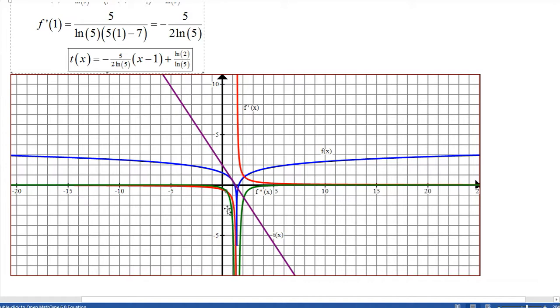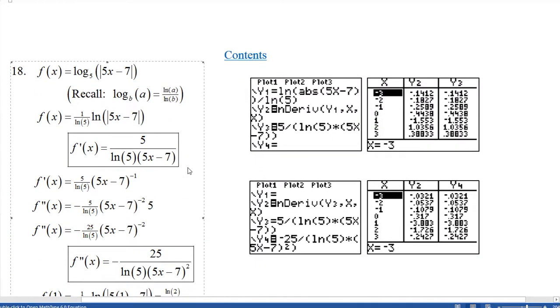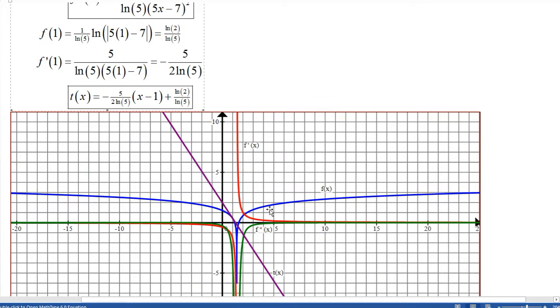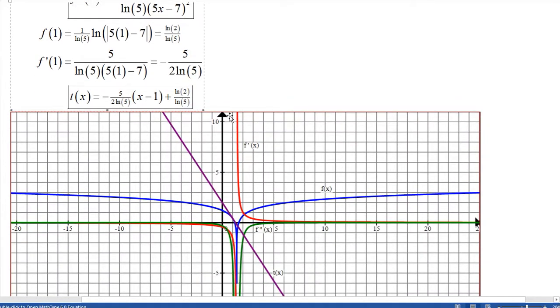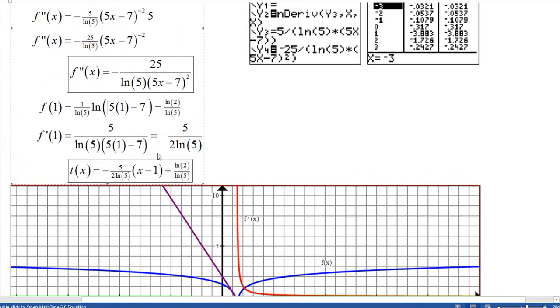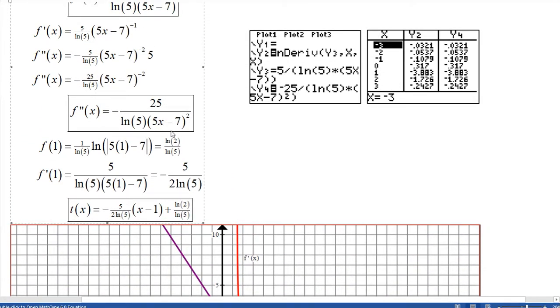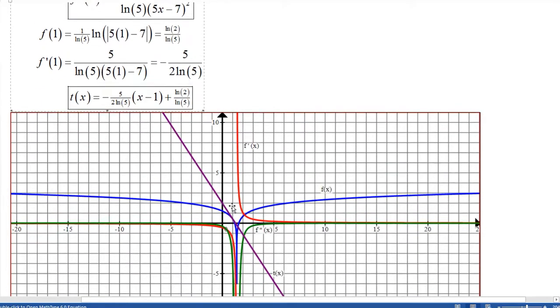Notice what we see in the graph. We see that to the right here of the vertical asymptote, the original function is increasing, concave up. And we see that its derivative, let's see, to the right of 7/5, this factor is positive and the rest of this is positive, so we see the derivative is positive up here above the x-axis, and the original function is increasing. Regardless of where we are, the second derivative is always negative. Notice the square here makes this positive, ln of 5 is positive, 25 is positive, but the negative out front makes the whole thing negative.